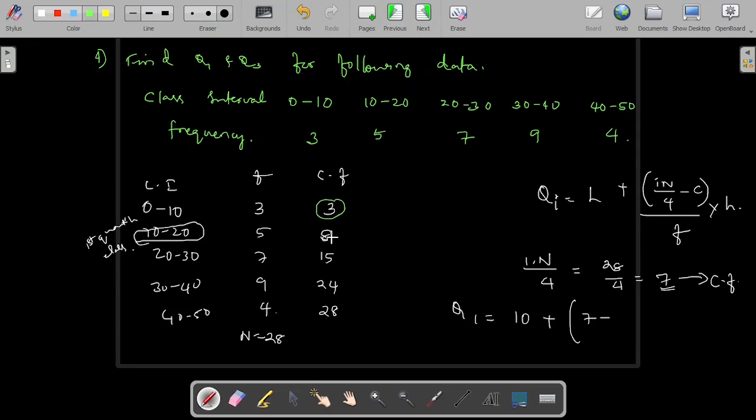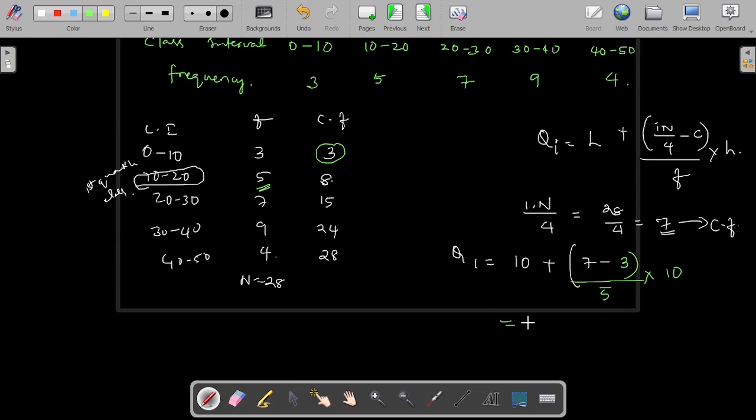This is the cumulative frequency of the first quartile class. Before that, the cumulative frequency of the class occurring previously to this first quartile class, which is 3, divided by the frequency of the first quartile class, that is 5, into h, the width of the quartile class, 10. So simplify all this, you will get 10 plus 4 by 5 into 10, that is 5 ones 5, 2s 4 into 2, that is equal to 18. Therefore, the first quartile is equal to 18.